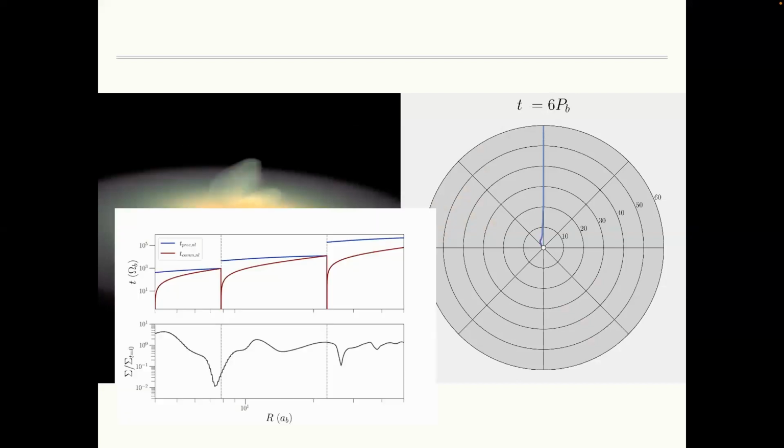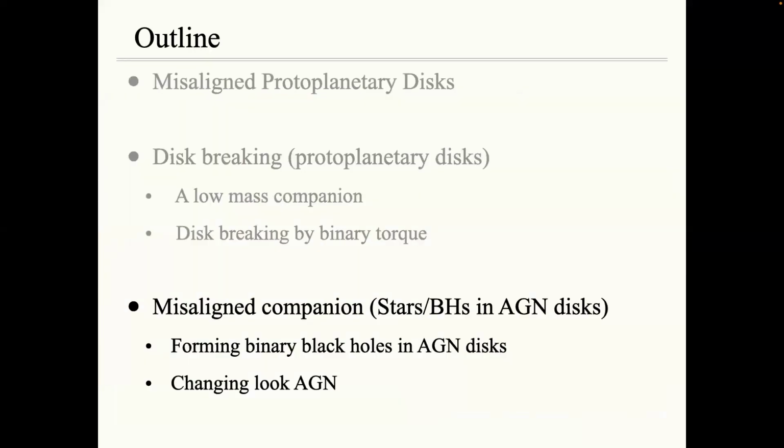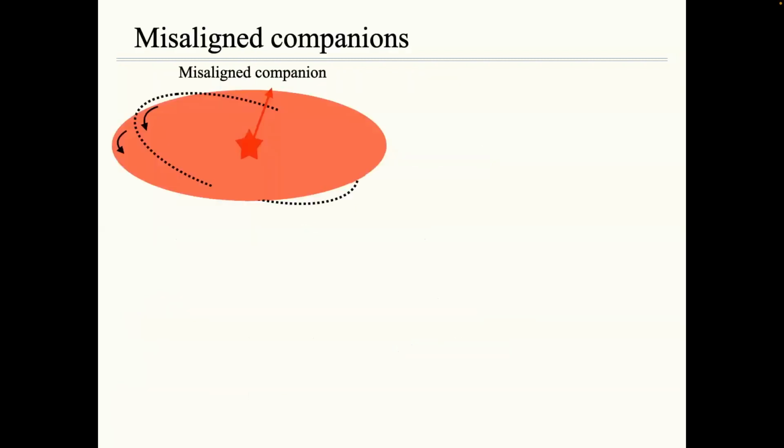Yeah, so far I have described how the misaligned companion will affect the disk to make the disk break. On the other hand, every interaction has two sides. You will have a companion affect the disk. You could also have the disk affect the companion, and this may have applications to stars and black holes in AGN disks. So imagine you have a misaligned companion, and now the companion is low mass.